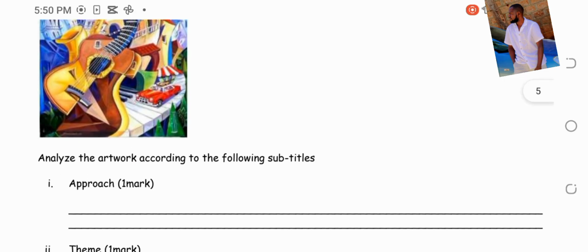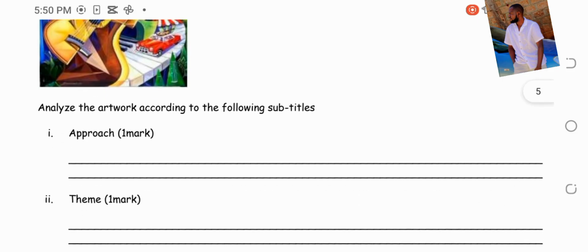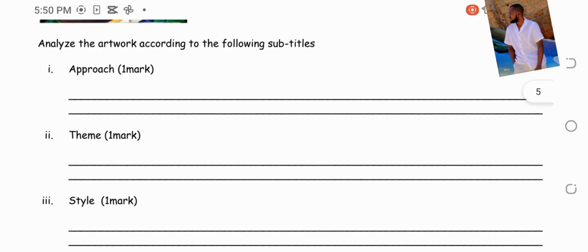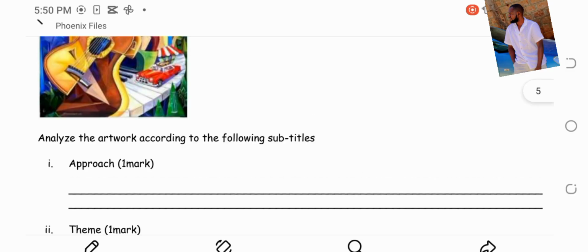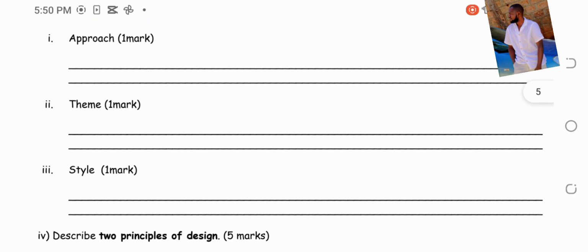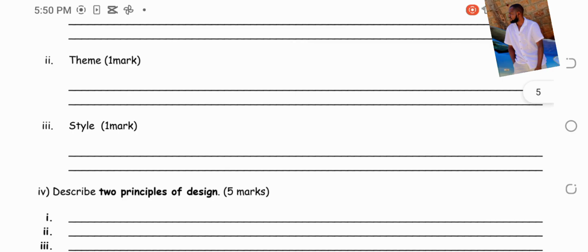Number three, which we look at this. Number three, study the artwork below. Have a good look at it. This artwork, we say, the questions will be analyze the artwork according to the subtitles. Number one, approach. When you talk about the approach of the artwork, we say it is realistic or observational drawing, where you observe and draw. Then when you talk about the theme, it is everyday life or social activity, because you can see most activities being social and everyday life, music and all that. Then style of the drawing is naturalistic style, from the word natural, naturalistic style.